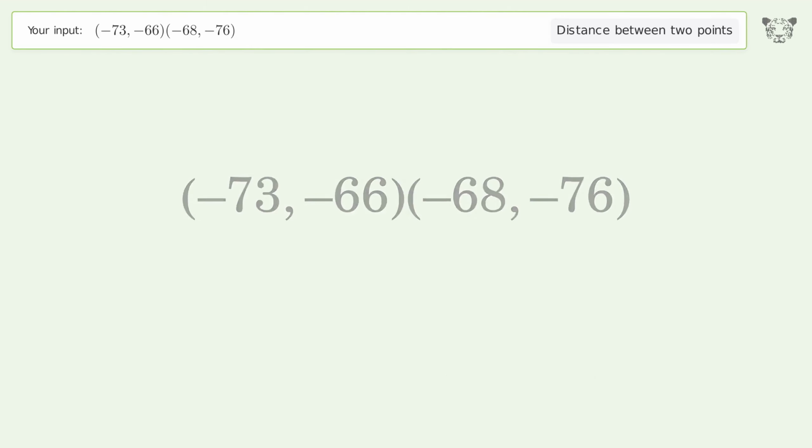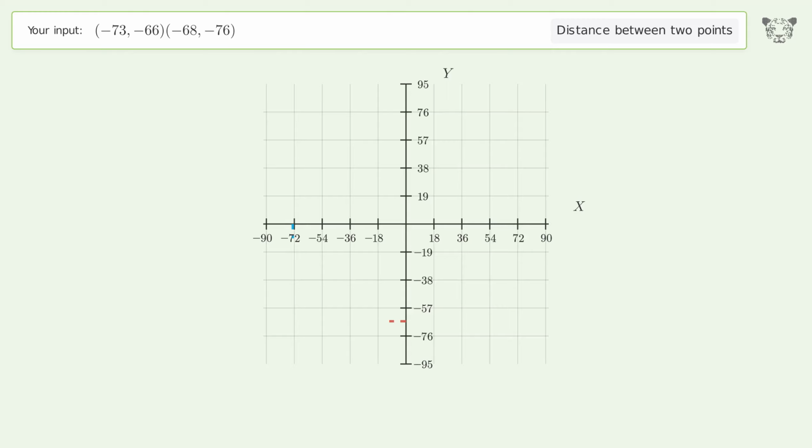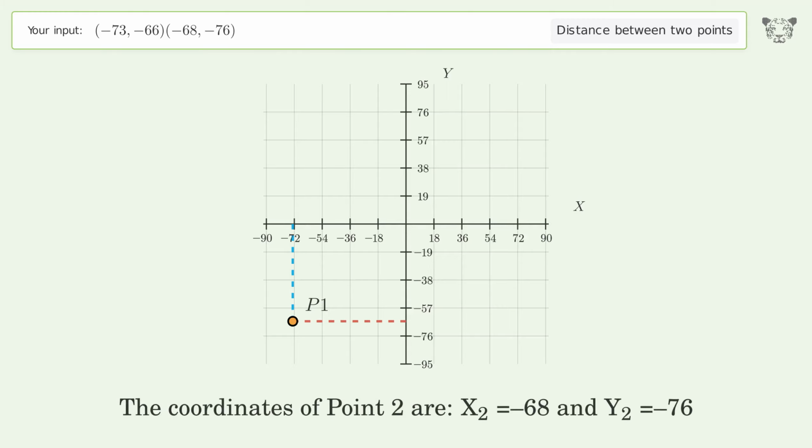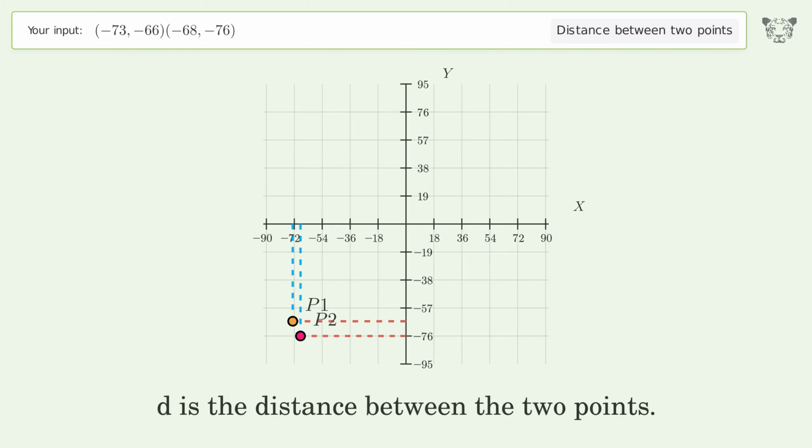The coordinates of point 1 are, x1 equals -73 and y1 equals -66. The coordinates of point 2 are, x2 equals -68 and y2 equals -76. D is the distance between the 2 points.